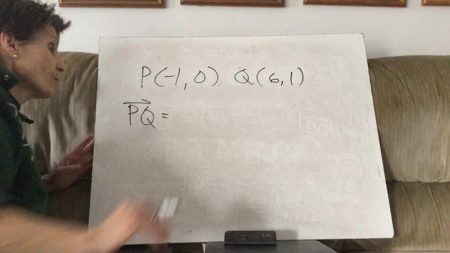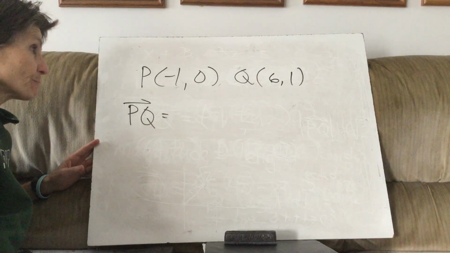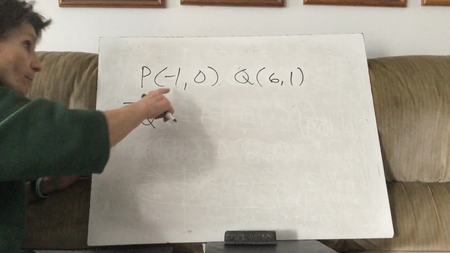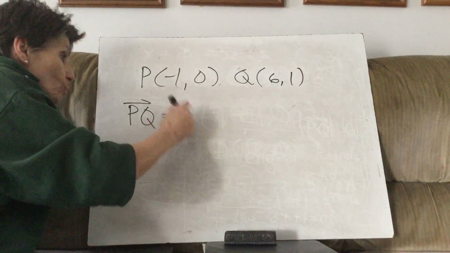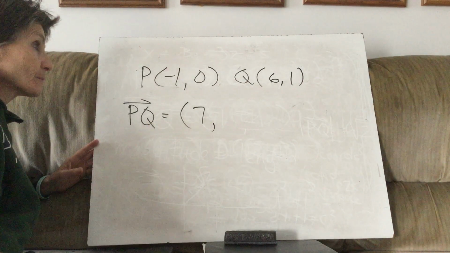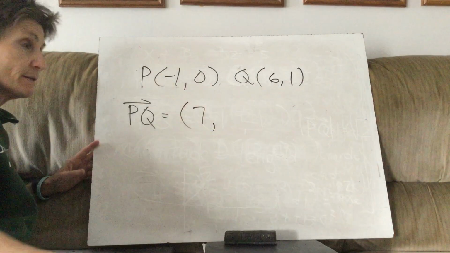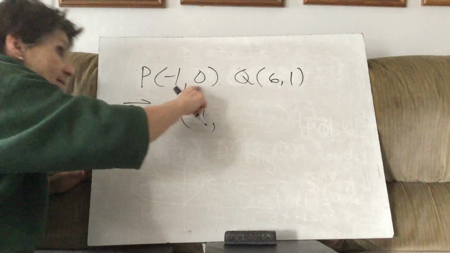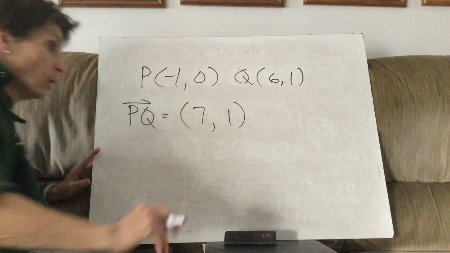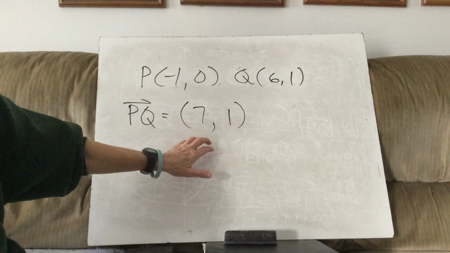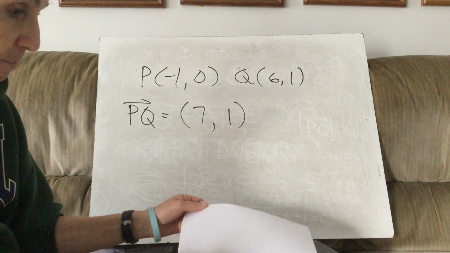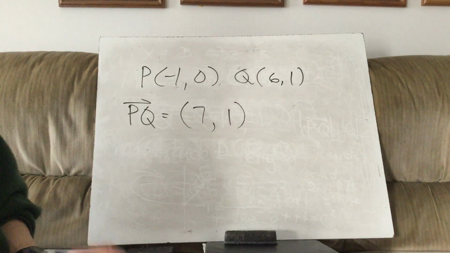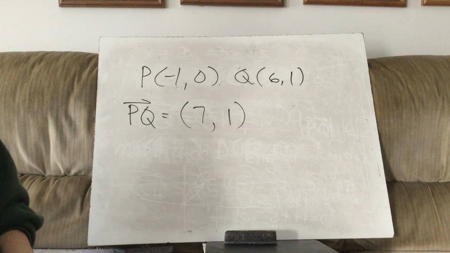First off, what are the coordinates of that vector? Well, we're going from P to Q, so -1 to 6 would be 7, 6 minus -1 if you do it that way. And then 0 to 1 is 1. So there are the components of the vector. That's the first part of the answer. There are the components. Now, what about the magnitude?